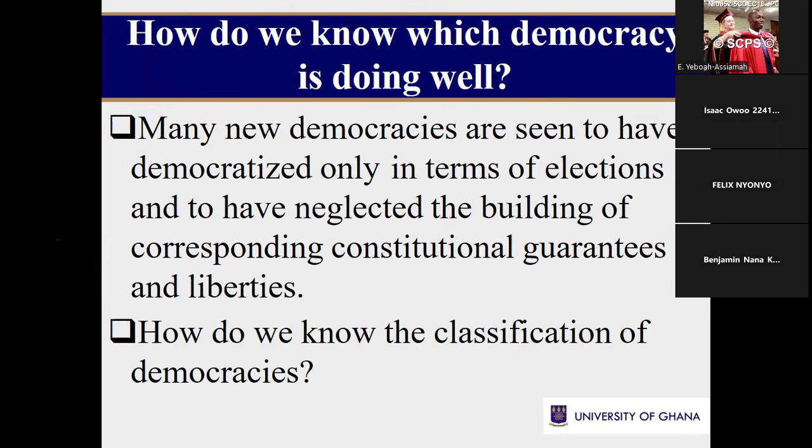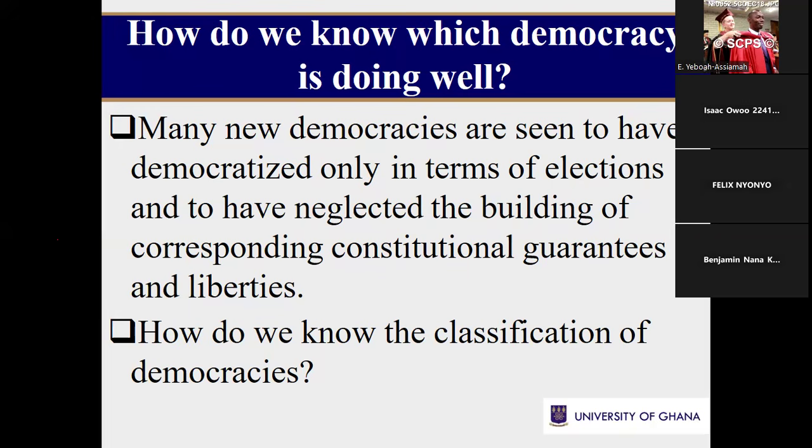He was making an ironical statement. It was an irony, okay? It's the worst form of government, except for the ones practiced from time to time. And we know the ones practiced from time to time. Now, how do we know which democracies are doing well? For example, Ghana is a democracy. The US is a democracy. New Zealand is a democracy. How do we know which democracy is doing well? Even Nigeria is a democracy.